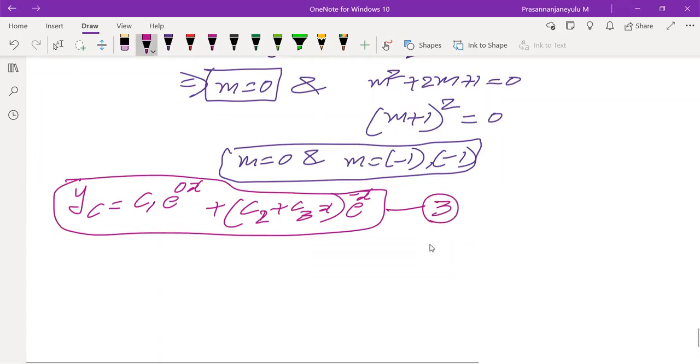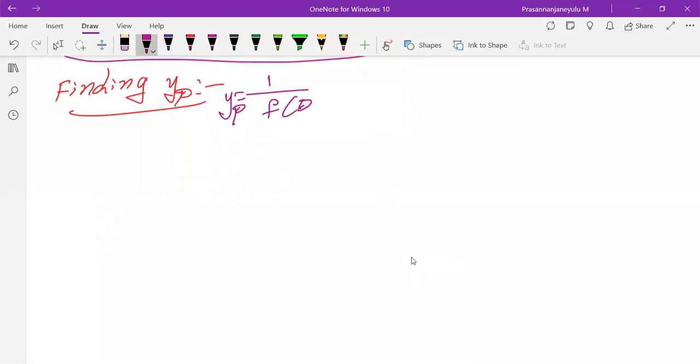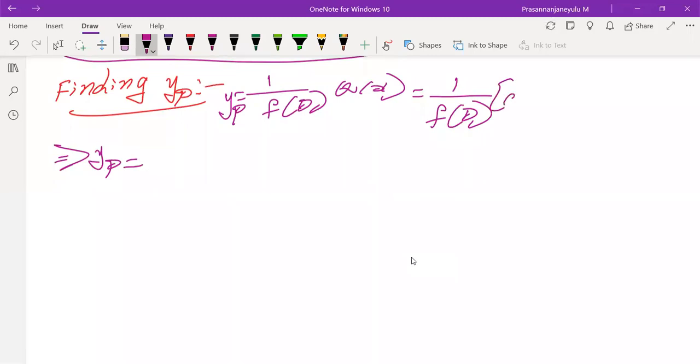Now we need to find yp. I did not mention any heading for yc because you are familiar with finding yc and yp. But okay, now what is the formula of yp? yp equals 1 by f of D of Q of x. What is Q of x? It is given: e power 2x plus sine 2x plus x square plus x.